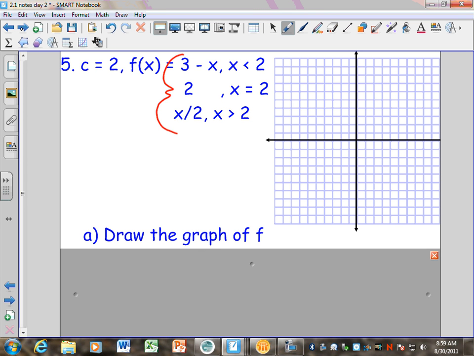On your homework, they're written just like this. It says c equals 2, and then they give you this function, 3 minus x when x is less than 2, 2 when x equals 2, and x over 2 when x is greater than 2. And then they have some things to do. And part A is we're going to draw the graph of f. So before we do anything else, we're going to graph this piecewise function.